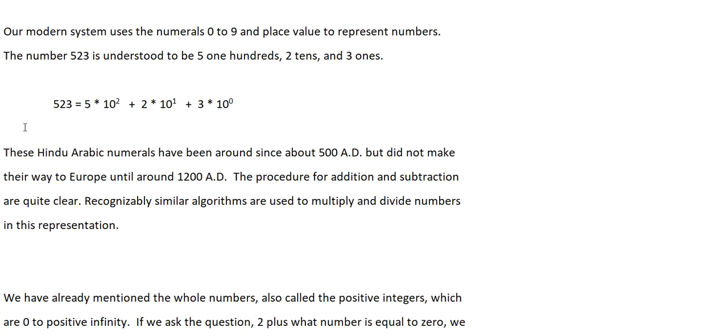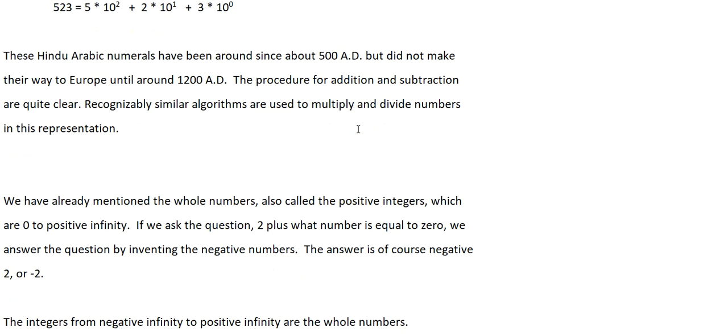We might even write that out as 523 is equal to 5 times 10 to the 2, or 100, plus 2 times 10 to the 1, which is just 10, so 2 times 10, which is 20, plus 3 times 10 to the 0. Anything to the 0 power is just 1, so 3 times 1, and we add those all together, it's 523. We call these the Hindu Arabic numerals.